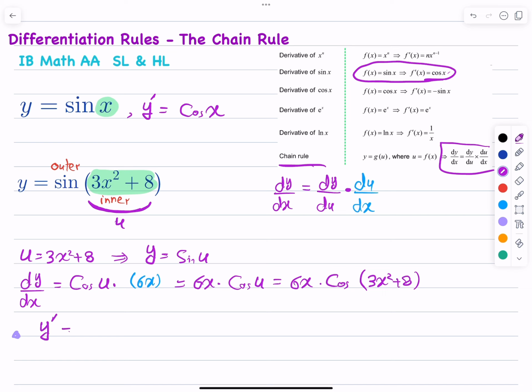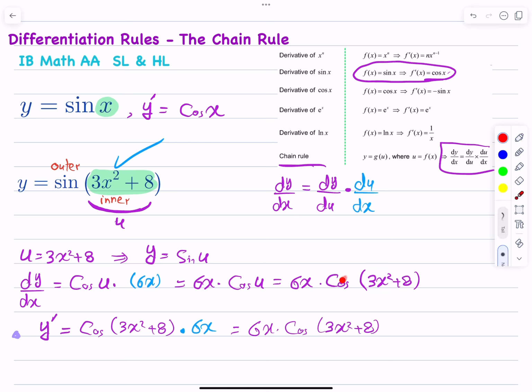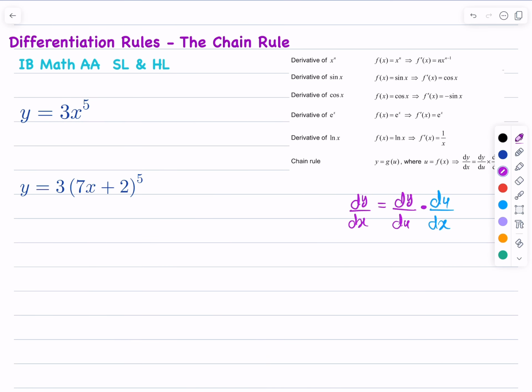The derivative y prime will be, first, we differentiate the outer function as it is without changing the inner function. And when we differentiate sine, it becomes cosine of the same inside, 3x squared plus 8. Then here we multiply by the derivative of the inner function only. So the derivative of this is 6x, which is now simply again 6x multiplied by cosine of 3x squared plus 8, as we got here. Let's now move on to these examples.